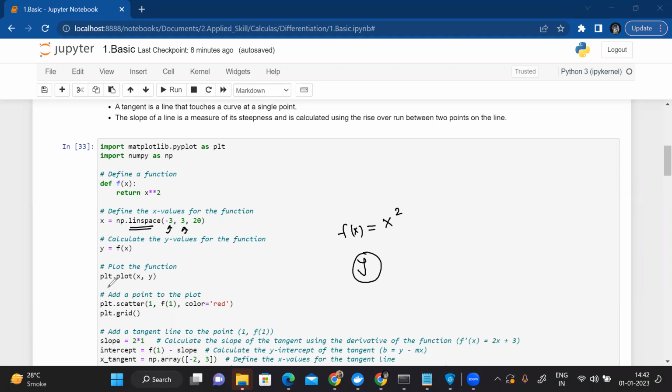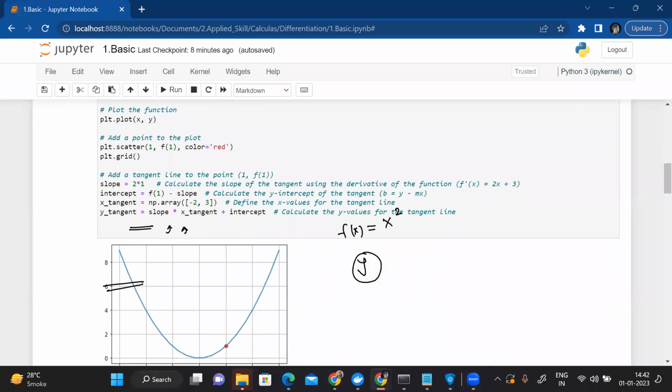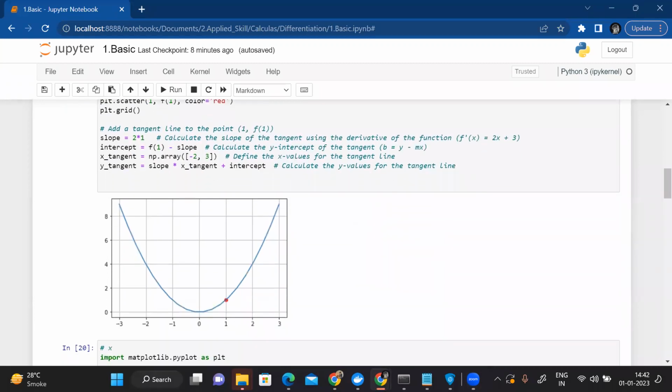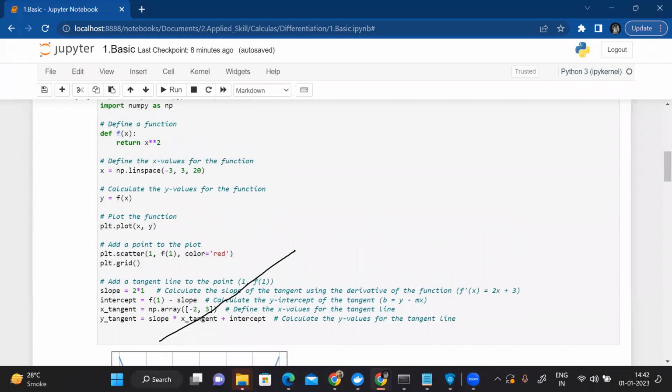Okay, and then I'm plotting it. So when I plot it, it will look like this. Then I'm trying to find the point where our tangent will pass through. So this will be the point where our tangent will pass through. To find the tangent, basically we need to find the slope.